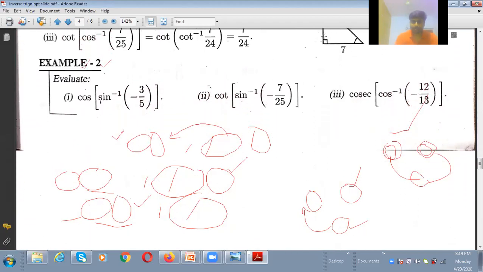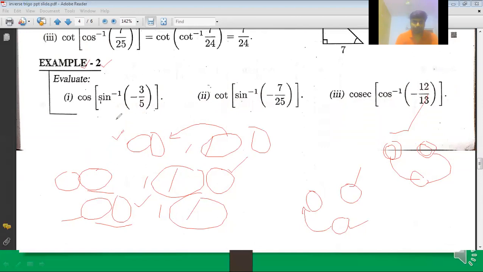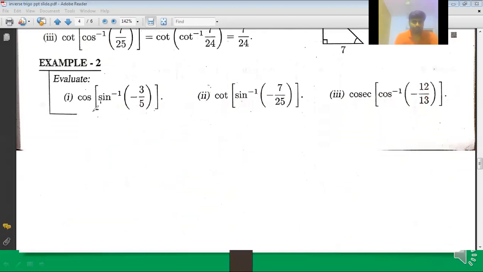Now, cos of sine inverse of minus 3 by 5. Okay? See here. Outside cos, we won't disturb that. Sine inverse of minus 3 by 5. First of all, what I told you, sine inverse of minus x is minus sine inverse x. Correct? So this minus we can write here. So minus sine inverse 3 by 5.